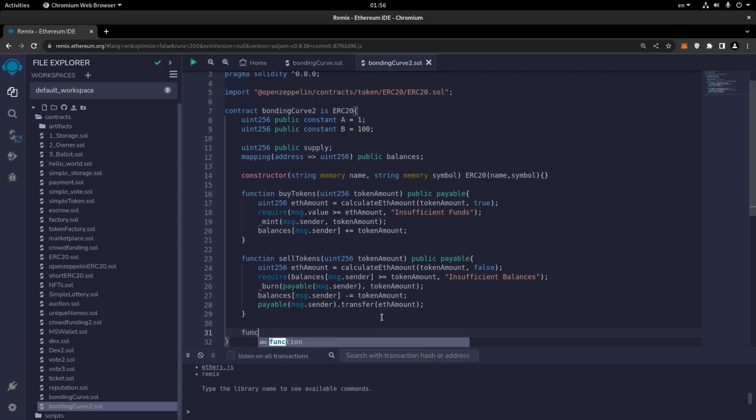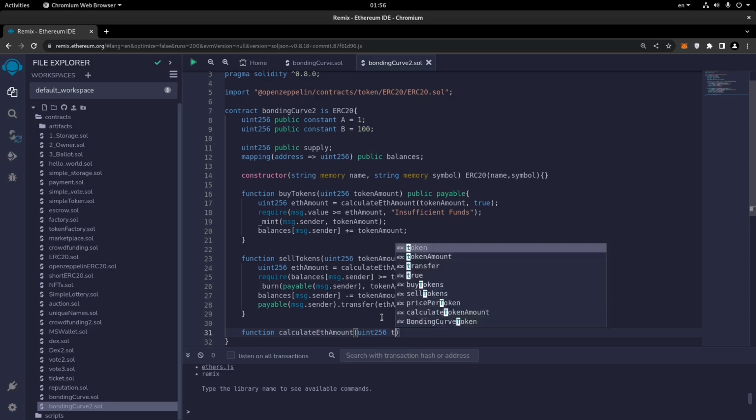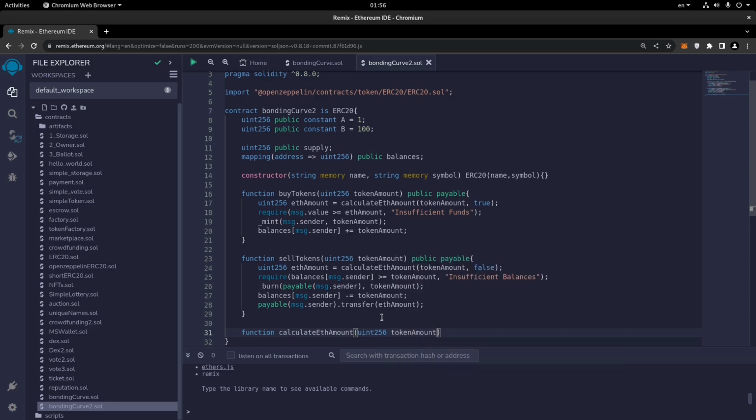So the next function that we're going to write here is finally calculateETHAmount. So we will get the token amount and the boolean parameter, which is buying. So uint256 tokenAmount, and the boolean parameter bool buying.